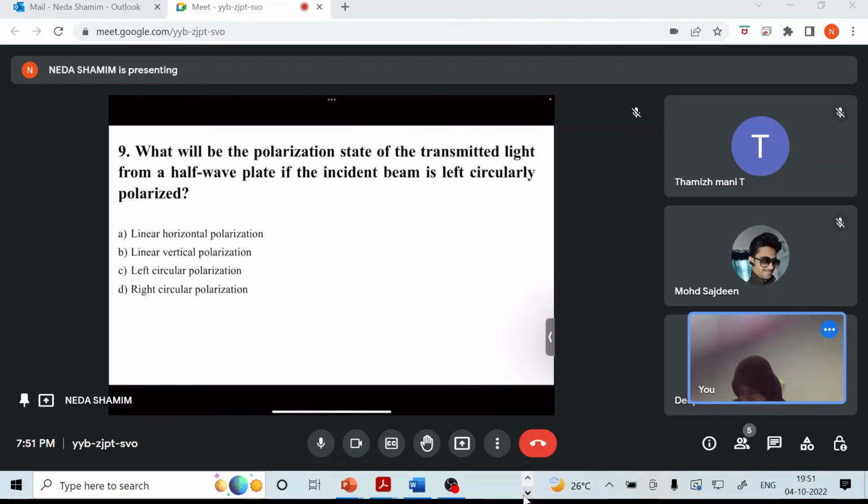What will be the polarization state of transmitted light from a half-wave plate if the incident beam is circularly polarized? It's a half-wave plate. What will be the phase difference? Pi.